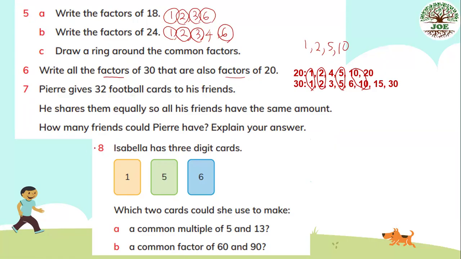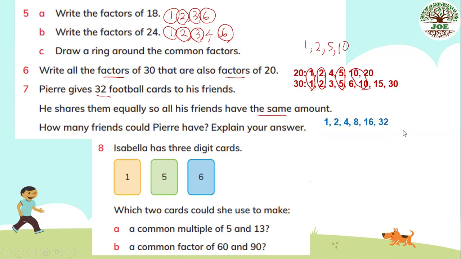Okay, number 7. Pierre gives 32 football cards to his friends. He shares them equally, just like the examples for the chocolate bar, so all his friends have the same amount. How many friends could Pierre have? Explain your answer. So it means we have to find out the common factors of 32.